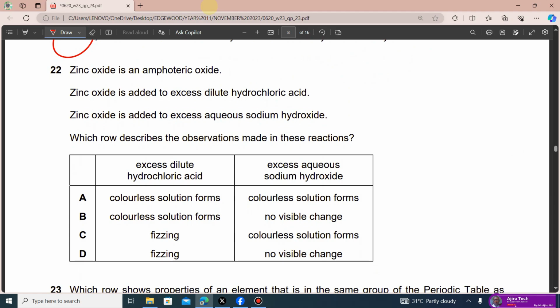It's added to excess dilute hydrochloric acid. Of course, when it is added to excess dilute hydrochloric acid, it behaves as a base. Here it behaves as a base, and then in this other case, it behaves as an acid because you're adding it to an alkali. So in this case, it's going to form a salt, and that is why we have colorless solutions formed.